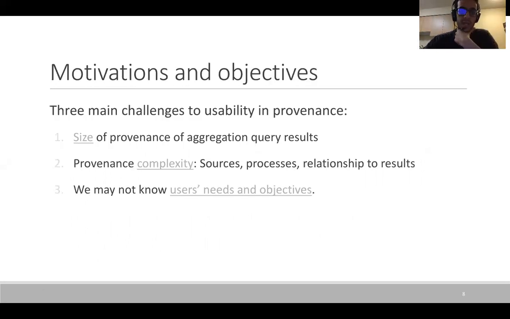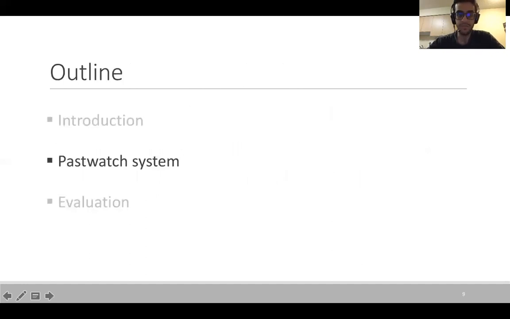We identify three main challenges to usability in provenance. First of all, the size of provenance of aggregation query results. Second is provenance complexity. The provenance of a tuple could come from multiple sources. It could involve multiple processes, such as joins and aggregation. And the relationship between the results and the sources could also be somewhat complex. Another problem is that we may not know the user's needs and objectives.